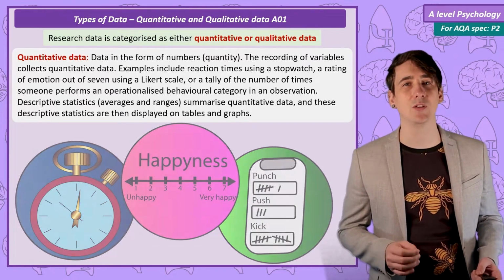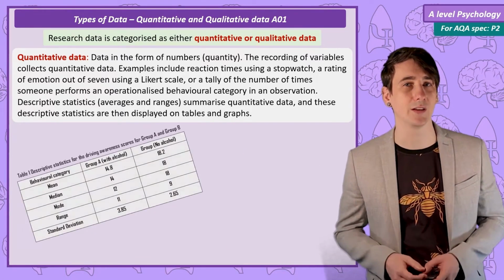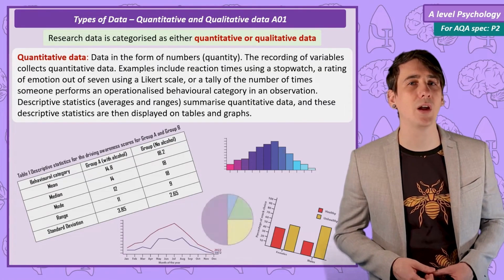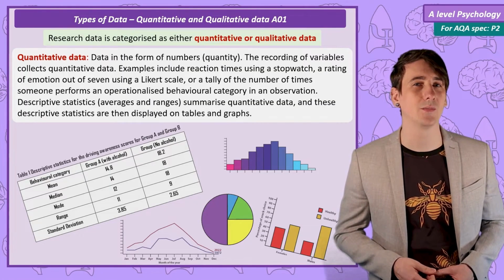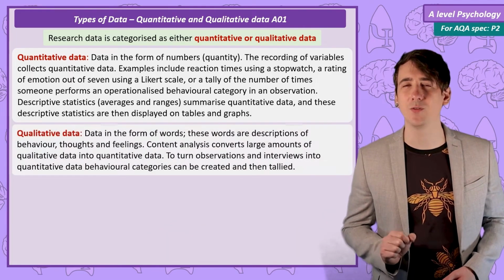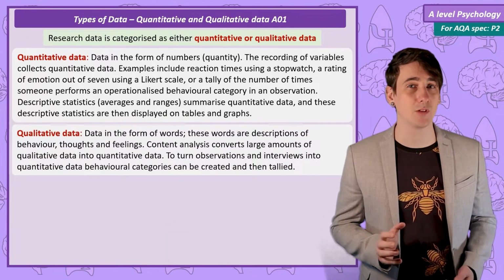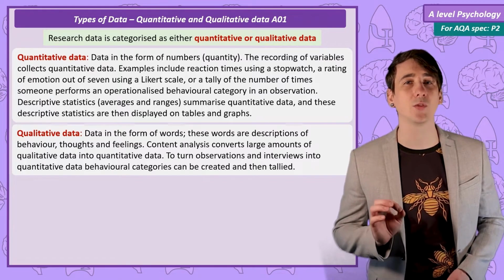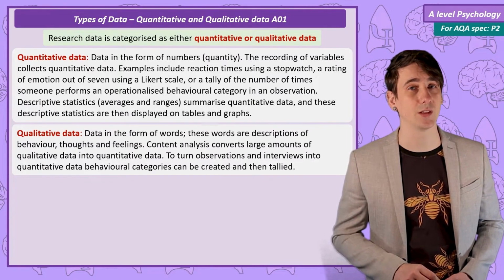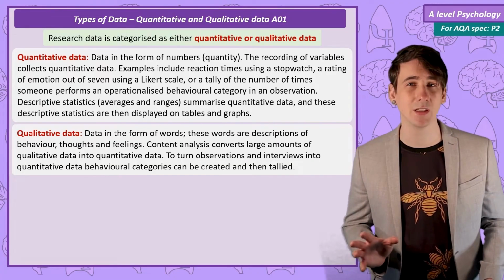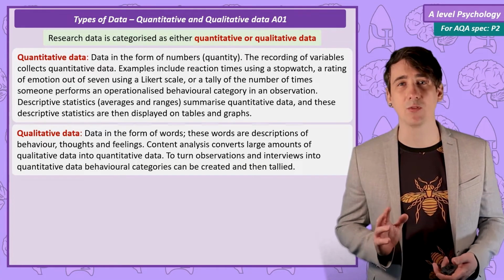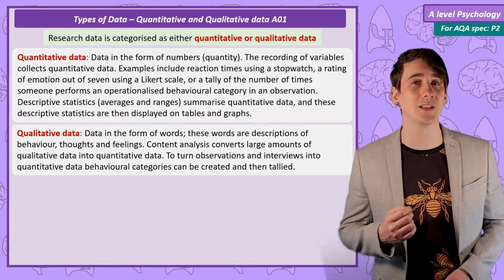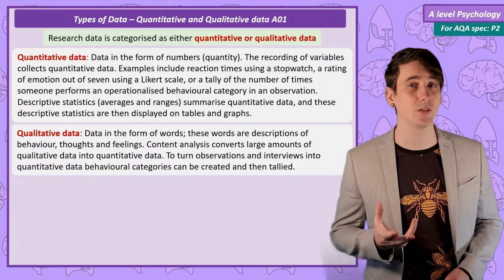This data can then be described with descriptive statistics, so averages and range, but also summarized in tables and graphs. Qualitative data, on the other hand, is data in the form of words, meaning descriptions of behavior, thoughts, and feelings. Qualitative data can, of course, be turned into quantitative data, so recordings of observations and interviews can be coded and behavioral categories tallied.